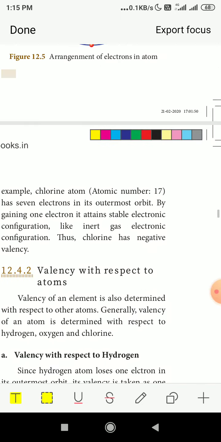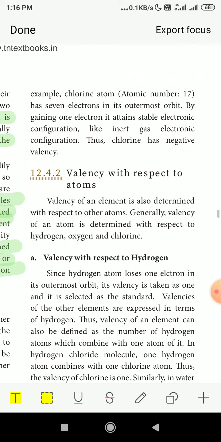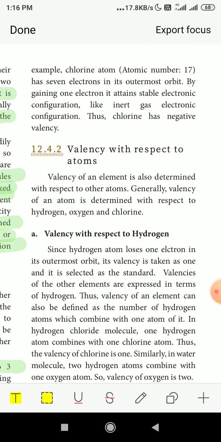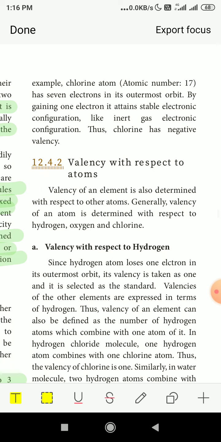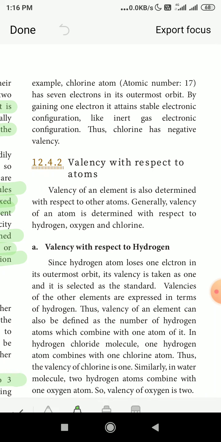For example, the chlorine atom, atomic number 17, has 7 electrons in its outermost orbit. By gaining 1 electron, it attains a stable electronic configuration. To get a stable electronic configuration, it should be 8 or 2. 2 means duplet, 8 means octet. So when it gets 1 more electron, it will get 8. So it will get a stable configuration like the inert gas electronic configuration. Thus chlorine has a negative valency, always.